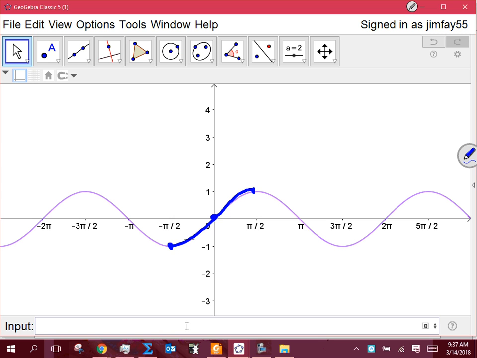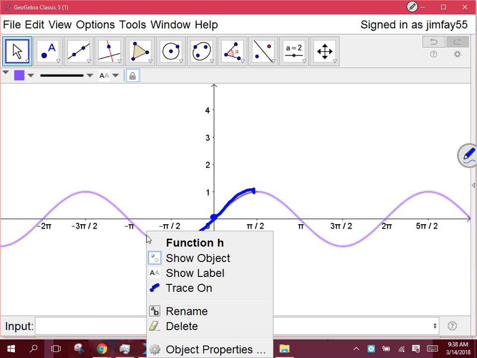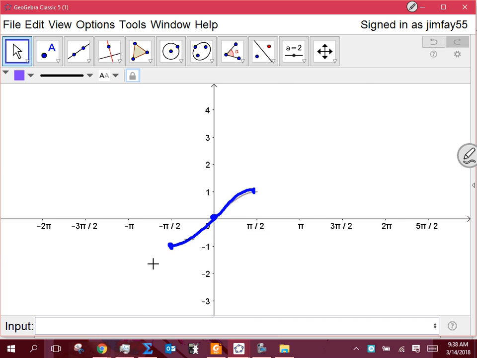Okay? So what we're going to do is we're going to look at sine of x between x values of what x value? What would be my first x value? Negative pi over 2. And my last x value would be pi over 2. So we're just going to look at that thing. Let me hide this. We're looking at just that curve there.